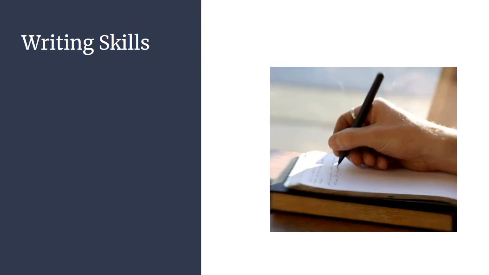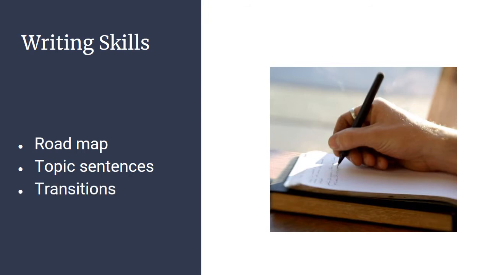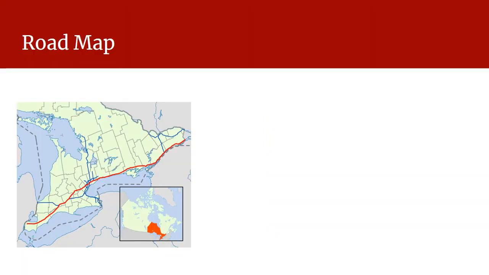Let's talk about some specific writing skills that can help you as you head into this last unit on argumentative research. We want to talk about three things: creating a roadmap for your paper, using topic sentences, and using effective transitions. So a roadmap, as we think literally in language, is a diagram of a physical location, and we use the roadmap to tell us where we will drive on the road to get to our destination.